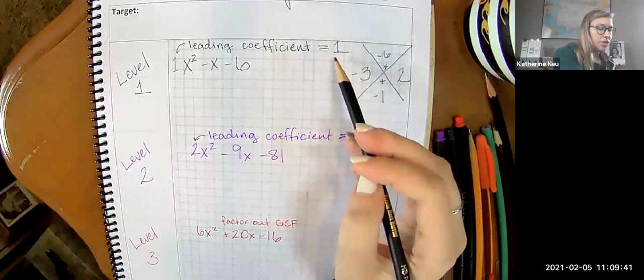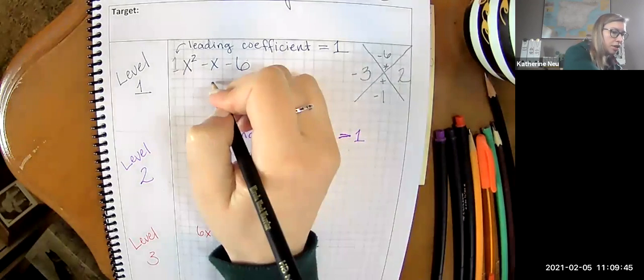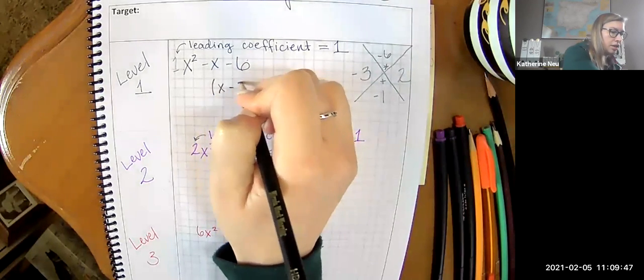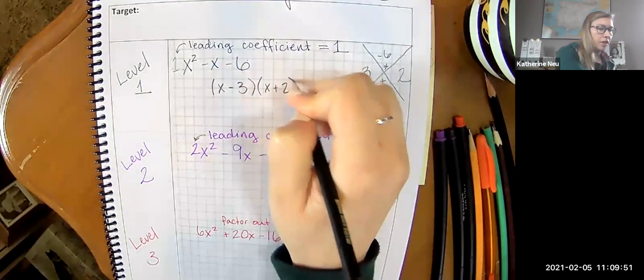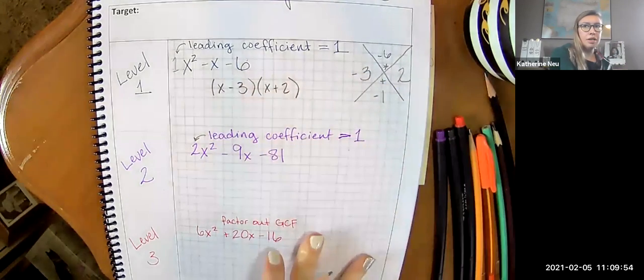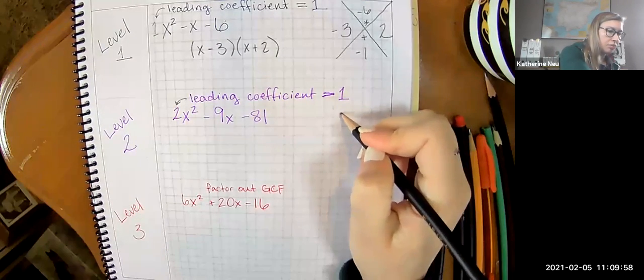So if the leading coefficient is just 1, once you find these 2 numbers, boom, you got your answer and you're done. Perfect. All right, level 2. Level 2, we're going to do the same thing. Diamond problem.